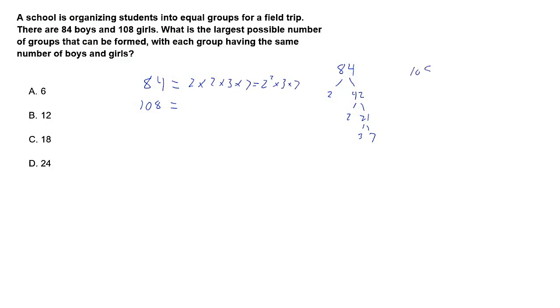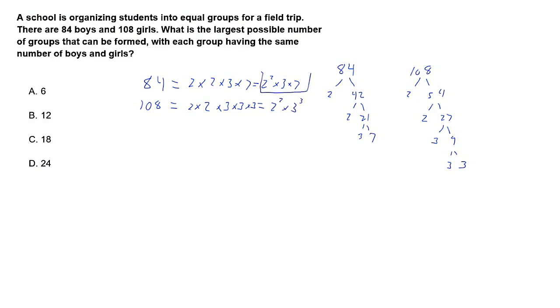Now if we do the same thing for our 108 girls, it's an even number again, so we'll start with 2. That's nice and easy. We get 54, an even number, so we'll go to 2 again. That's 27. And then we can go 3 times 9, and then 3 times 3. So that gives us 2 times 2 times 3 times 3 times 3, or 2 squared times 3 to the third power.